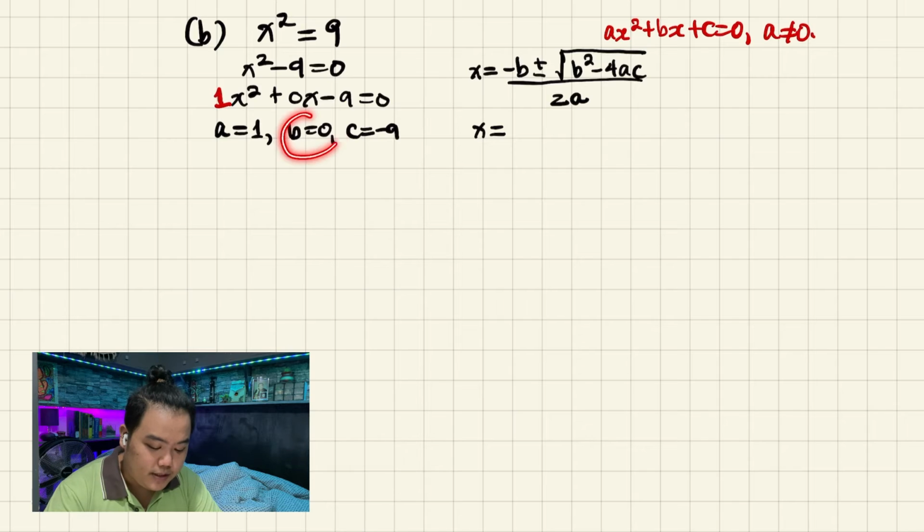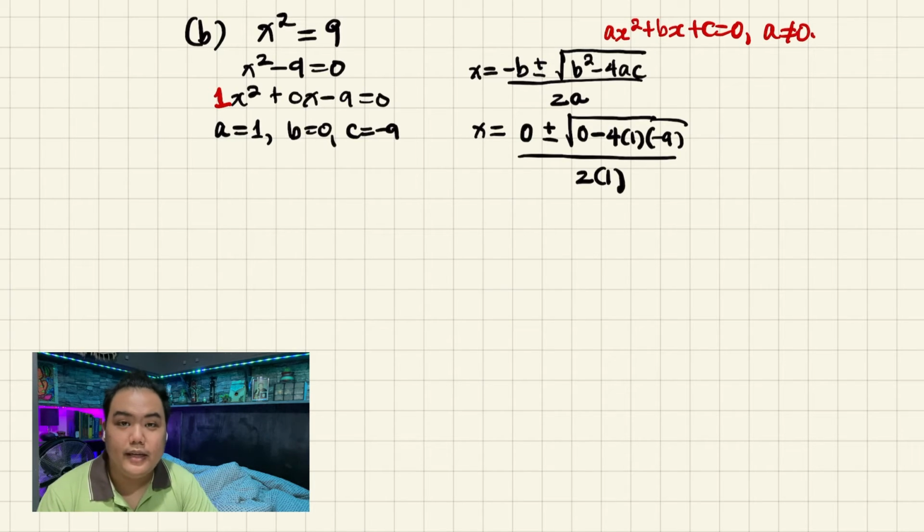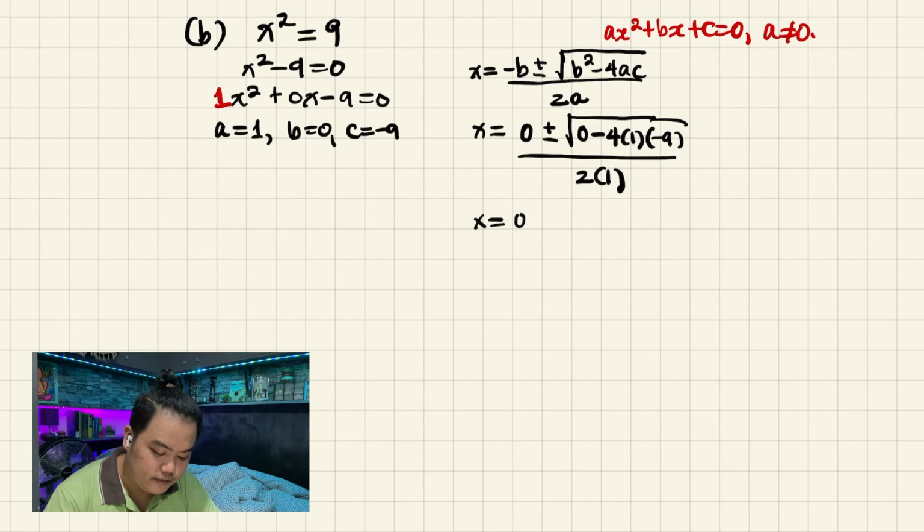So, what is b? 0. So, negative b is 0 plus minus square root ng 0 square, which is 0, minus 4ac all over 2 times a. And then, simplify na lang. Anong lalabas? Plus minus na lang, no? Kasi 0, wala na yon. And then, you get square root of, ilan ba yan? Square root of, negative times negative, positive. 4 times 9 is 36.